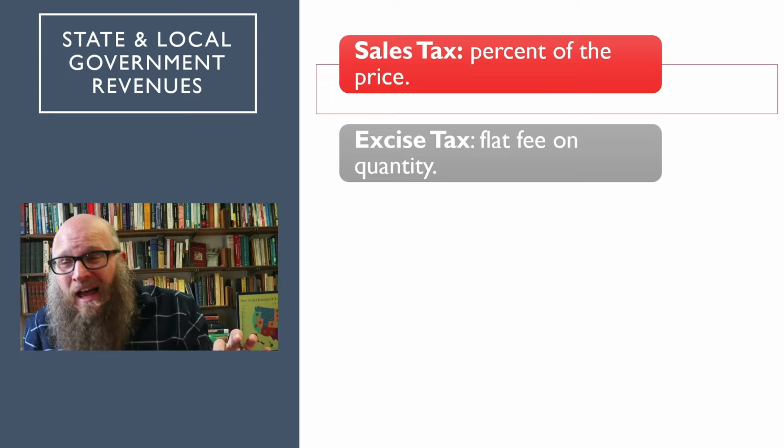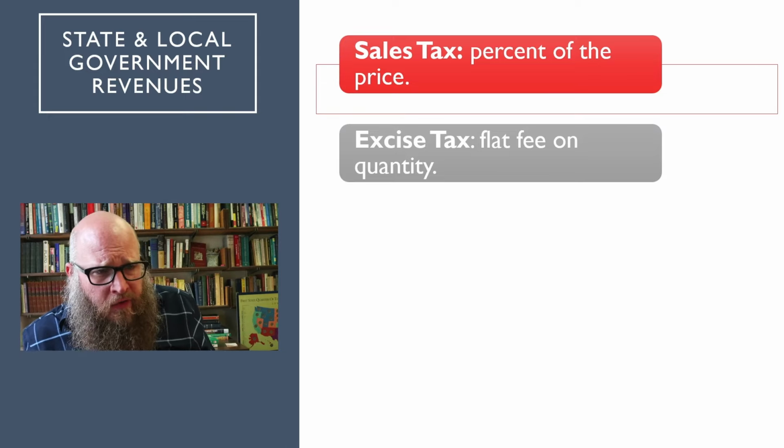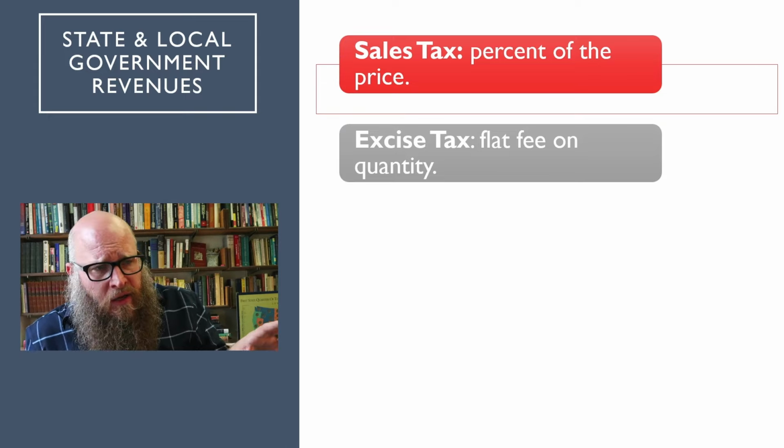Excise tax. It's a flat fee based off of quantity. It's also like a consumption tax. It's similar to a sales tax, except it's calculated a little differently. We do this just for a handful of goods. It's sometimes called a sin tax because these are things we're trying to have less of. Gasoline, alcohol, and cigarette taxes are some of the most famous.